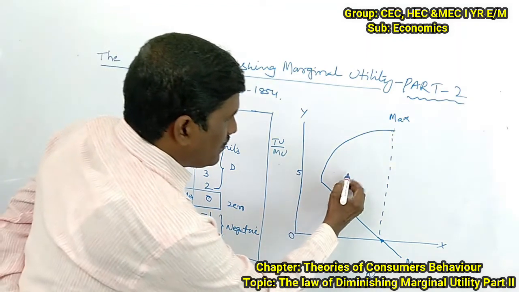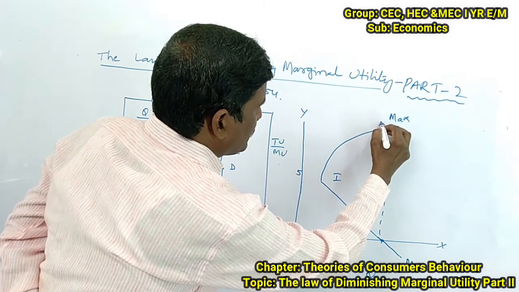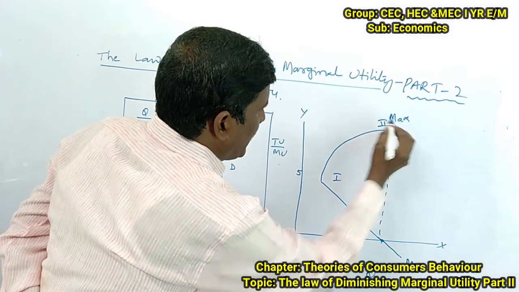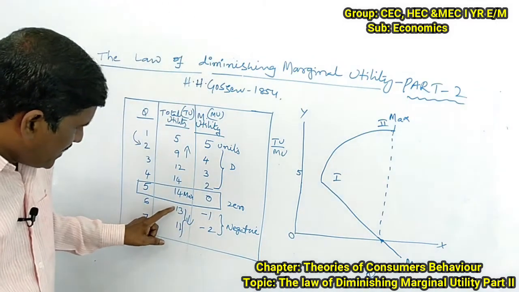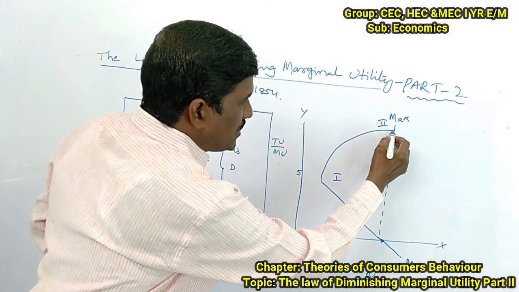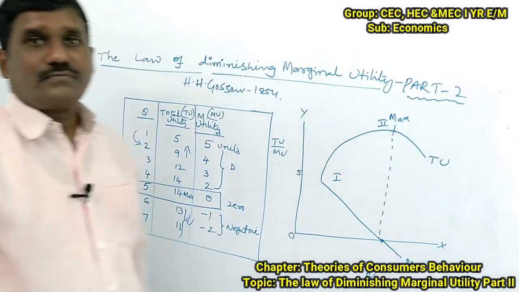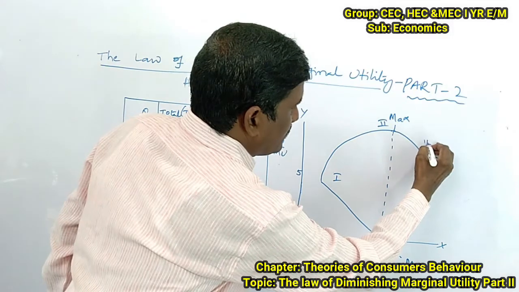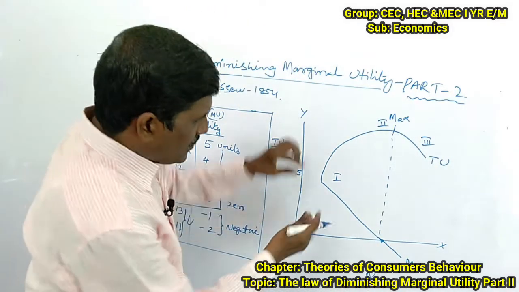So when total utility is maximum, the marginal utility will become 0. This is the first and this is the second. This is second and third. Marginal utility decreases, total utility decreases. This is the total utility. Okay, this is the third stage. Let me analyze clearly. Simple.